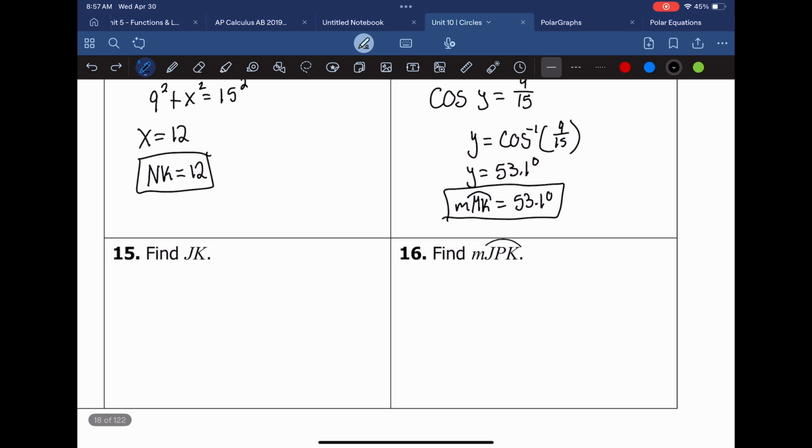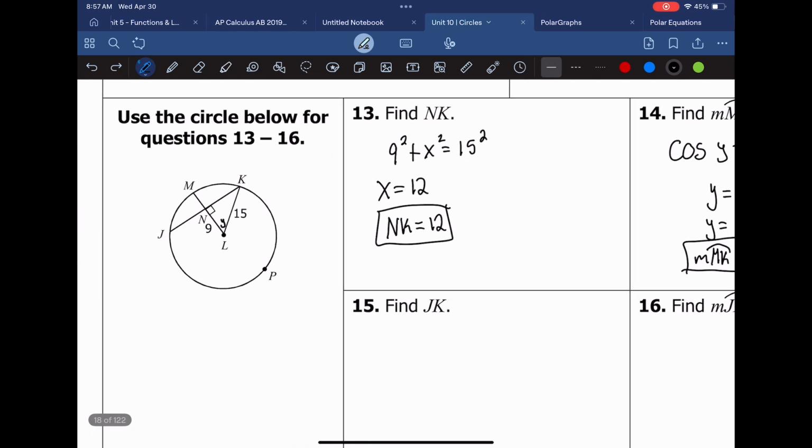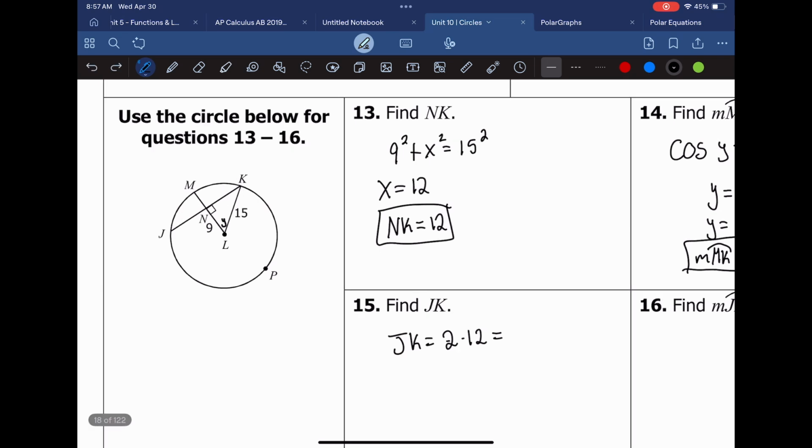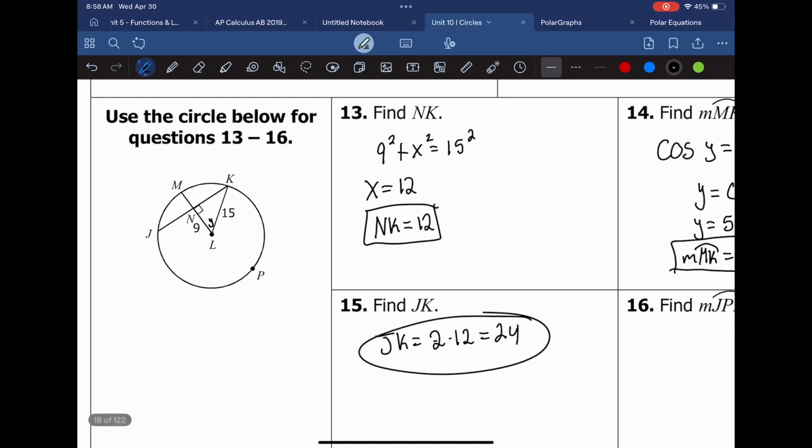Now, as far as 15 and 16, well, 15 is asking for the whole length of JK. Well, if NK is 12, that means JK is just 2 times 12, right? Because this is perpendicular, it does cut it into 2 equal pieces. There you go. They're equal to each other, so that means it's 24. You're done, full stop. Again, circle your answer, make it easy for me to see. That one's not too bad.